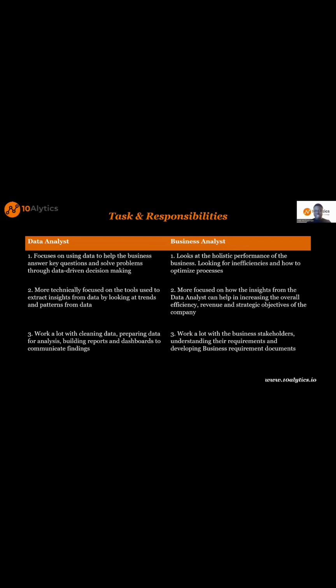So these are some of the tasks and responsibilities from the two parties. And I hope this clearly communicates that the roles focus on two different aspects of the business. Okay, you could have some overlaps, all right, but the focus and the skills are totally different. And we'll talk about the skills, the tools, as we move into the next slide. So let's move on to the tools and skills required for the data analyst and also the business analyst.